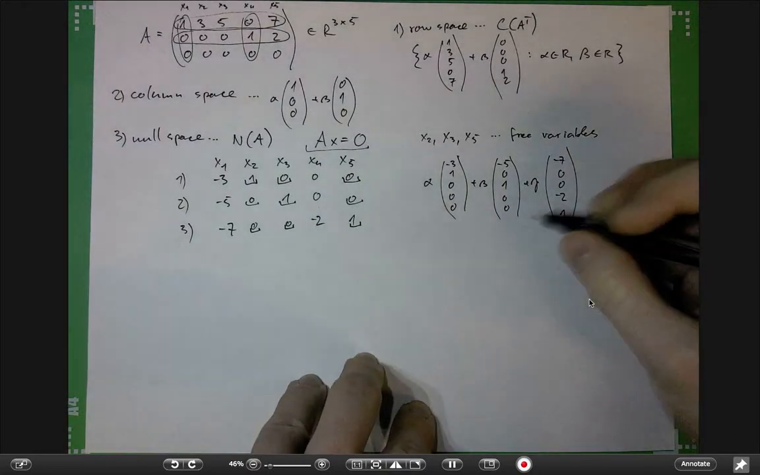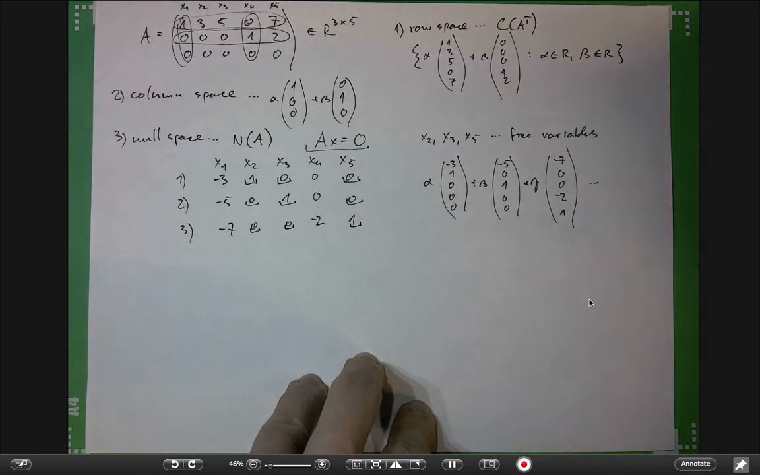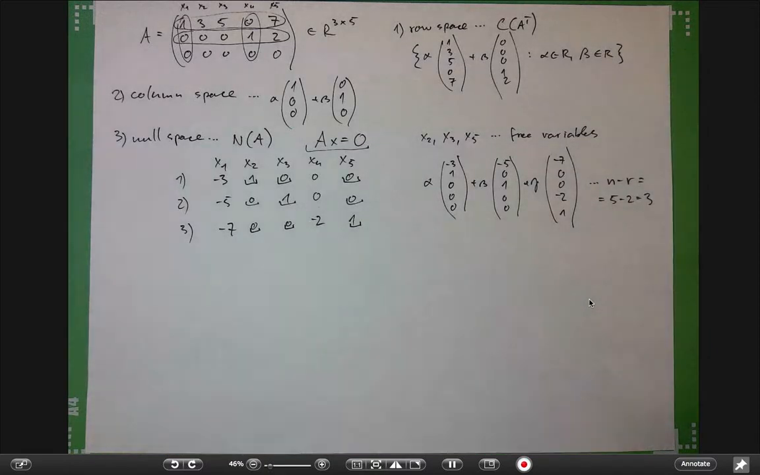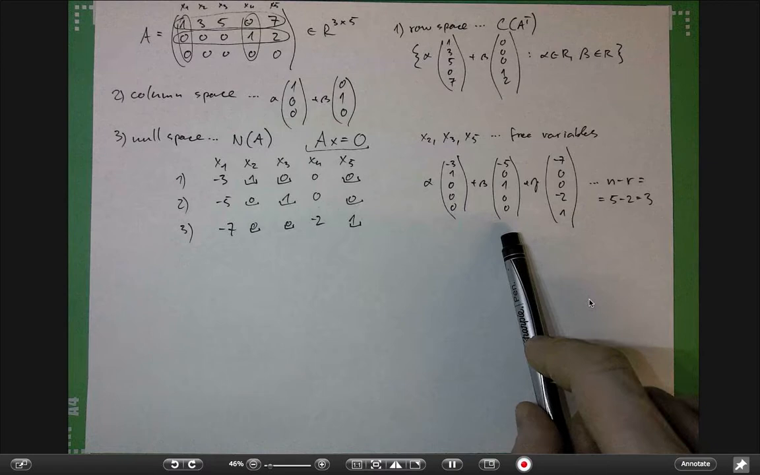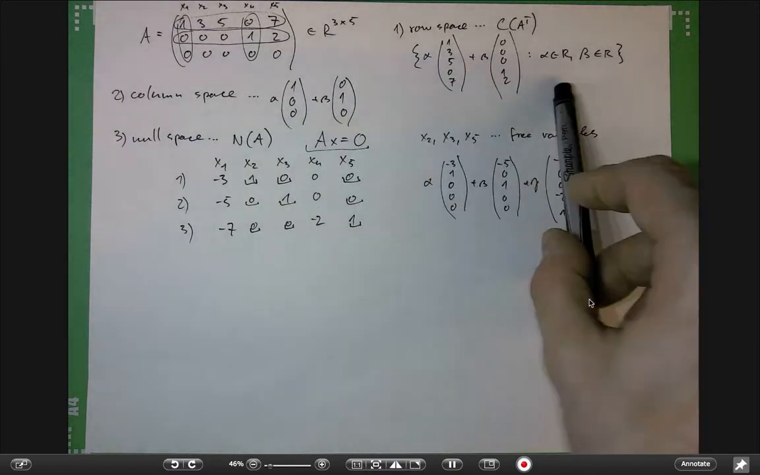What is the dimension? Dimension is 3, right? So in general, remember, dimension has to be n minus r, which in our case is n is 5, r is 2, so that's 3, right? So in this case, we have 3-dimensional null space and 2-dimensional row space.